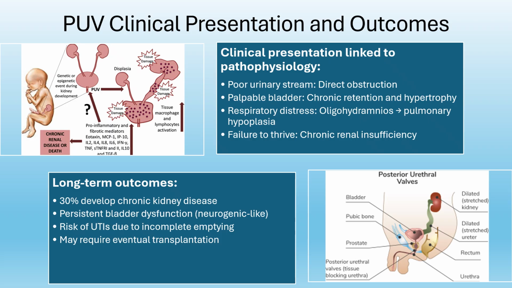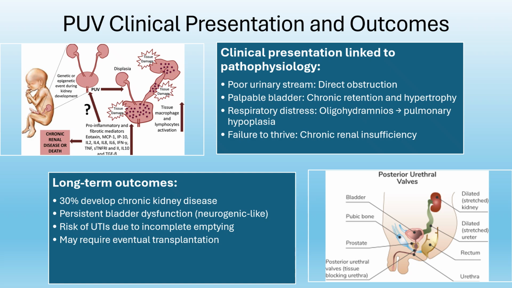Respiratory distress at birth signals the most severe PUV spectrum. The sequence begins with severe bilateral obstruction causing marked oligohydramnios. Without adequate amniotic fluid for fetal lung expansion, pulmonary hypoplasia develops. Respiratory compromise correlates with oligohydramnios timing and severity. Onset before 20 weeks carries gravest prognosis.